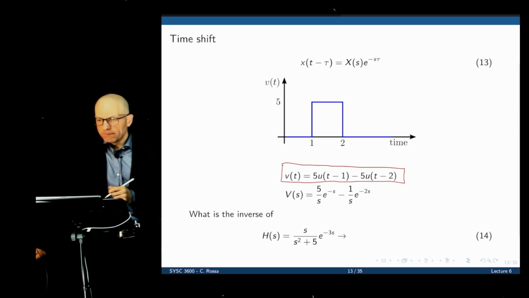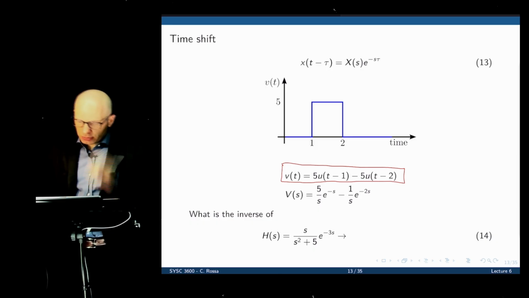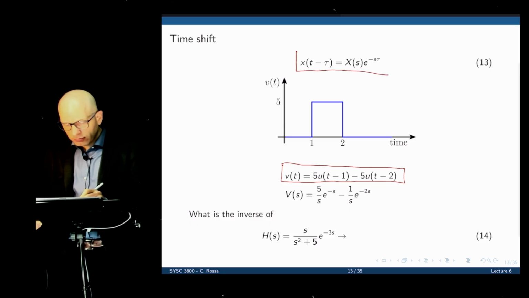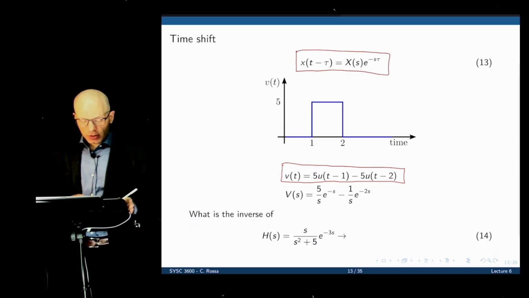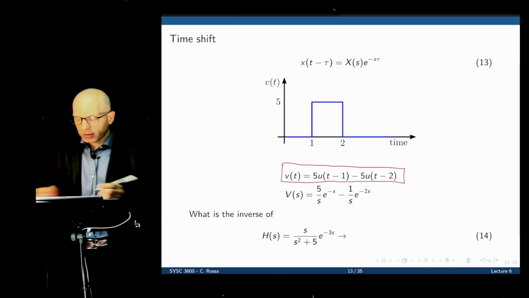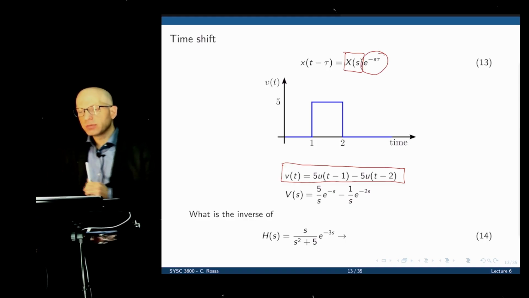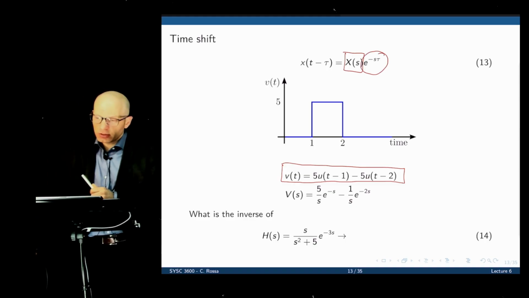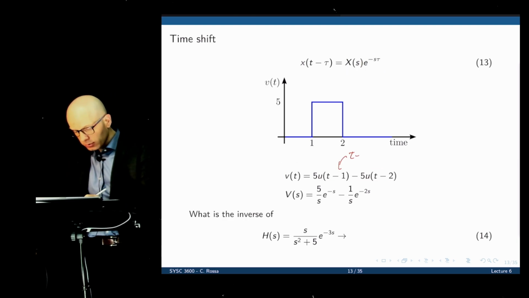That's the time domain. And here is the property of time shifting in the Laplace domain. We know that if you take the Laplace transform of a function that has a shift in time, the result in the Laplace domain is the function converted into the frequency domain times this term. This term is negative s times tau, where tau is the time shift. So for our two functions of interest, here tau is 1, here tau is 2.